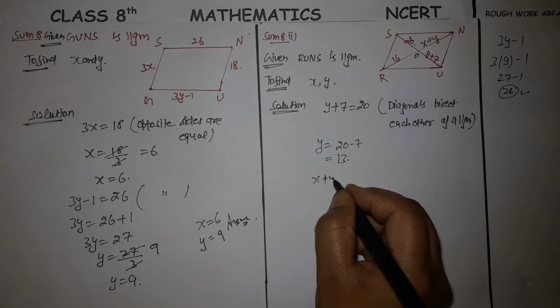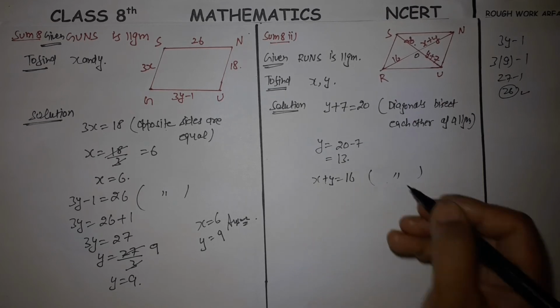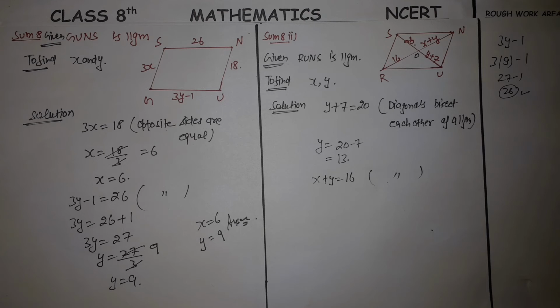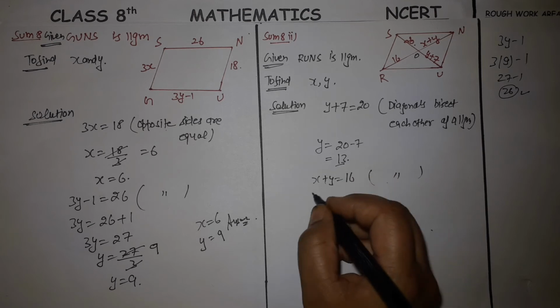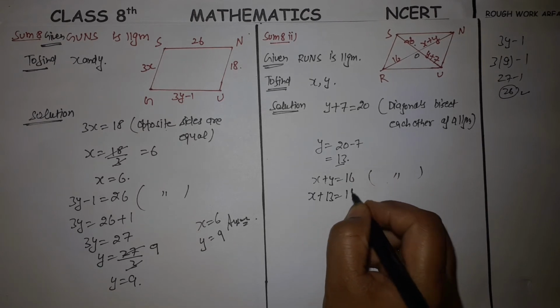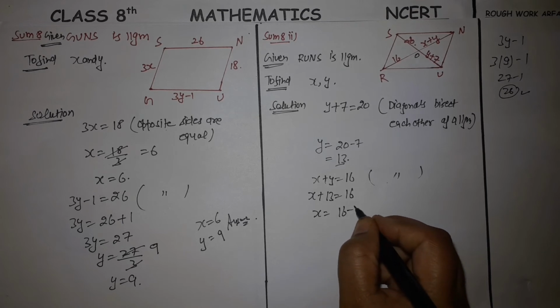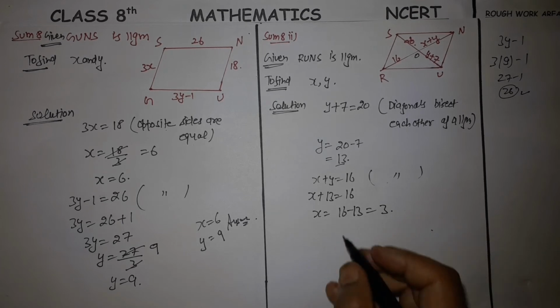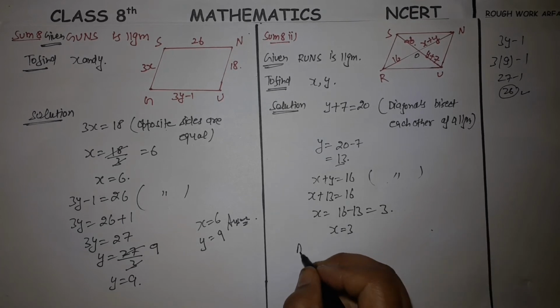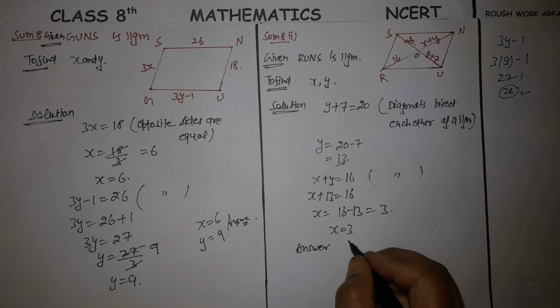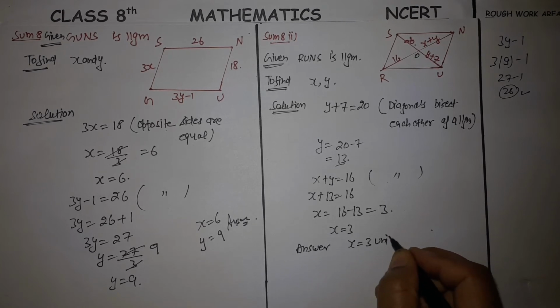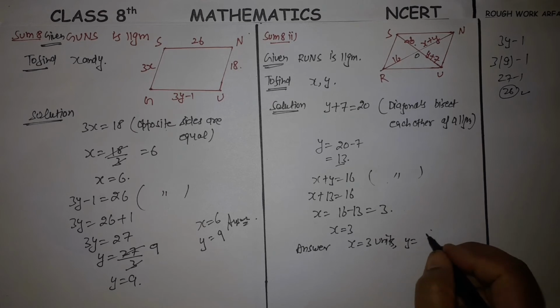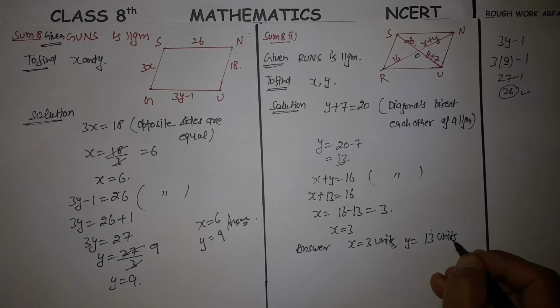After it, x plus y is equal to 16. Same reason, because we know that diagonals bisect each other. Put the value of y, 13. Solving, x is 3. At last, you will write the answer. x is 3 units, y is 13 units.